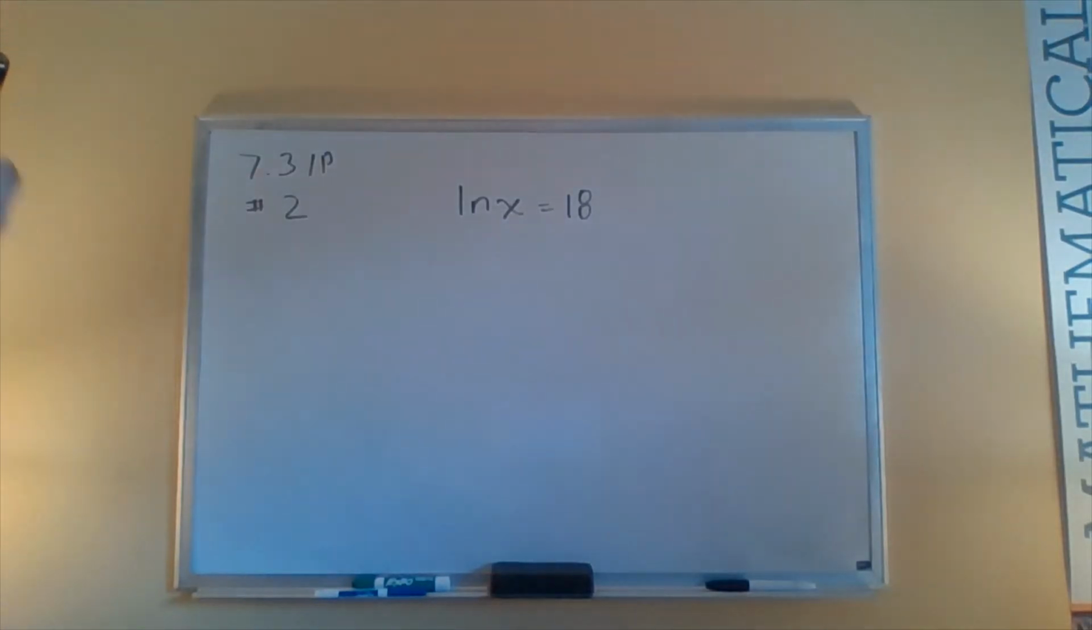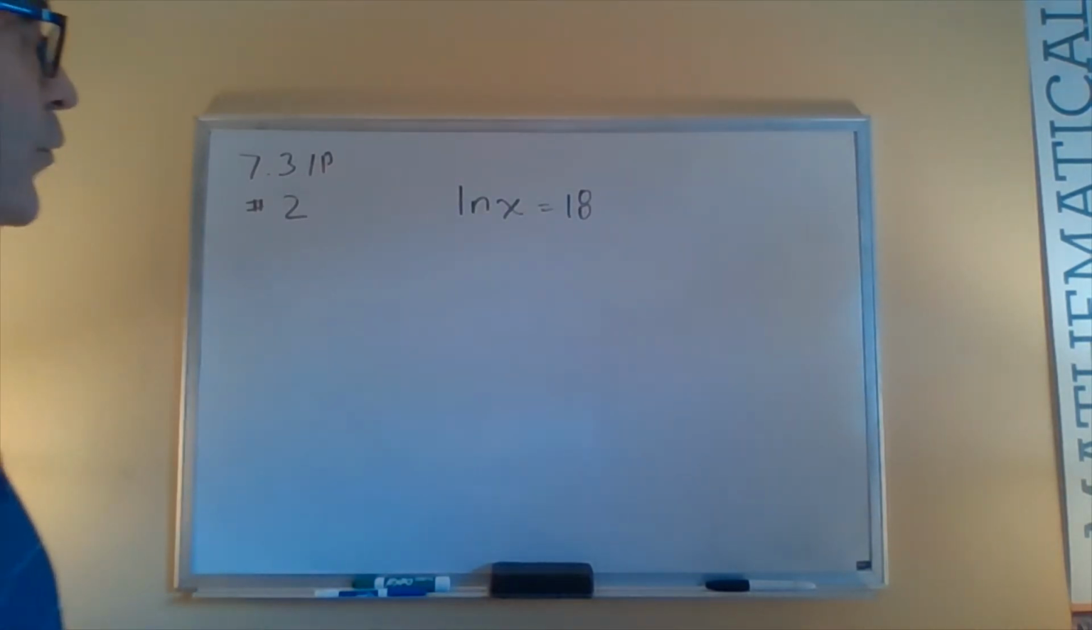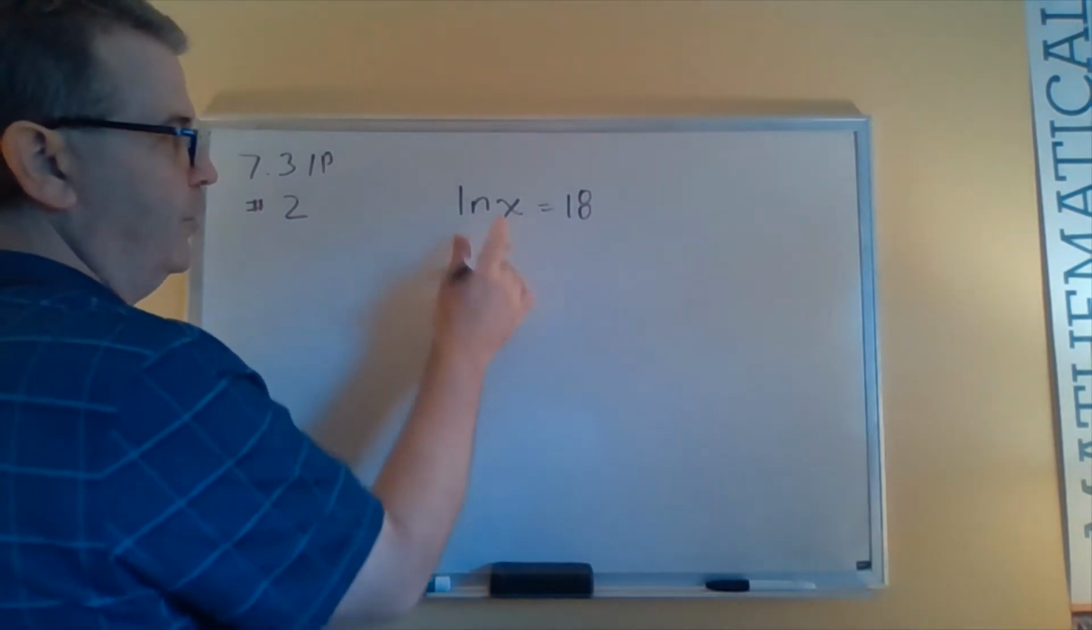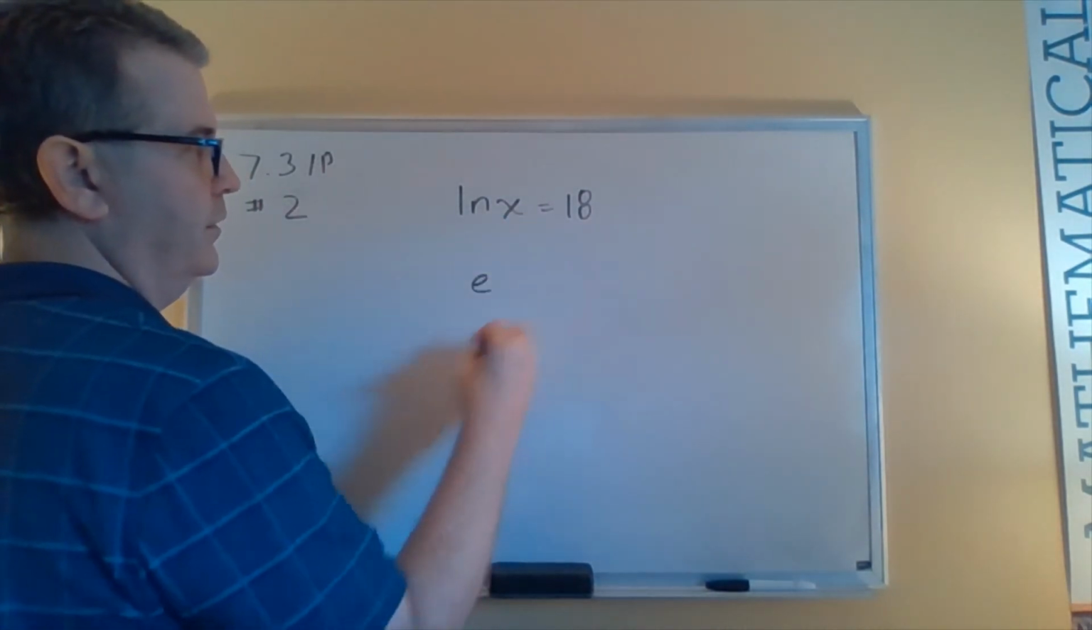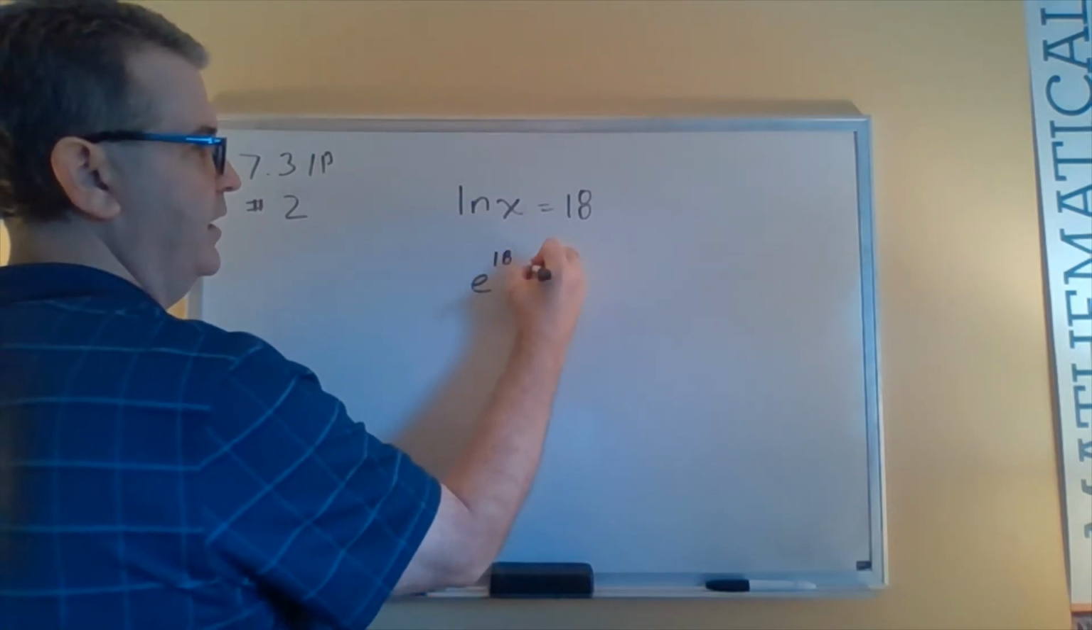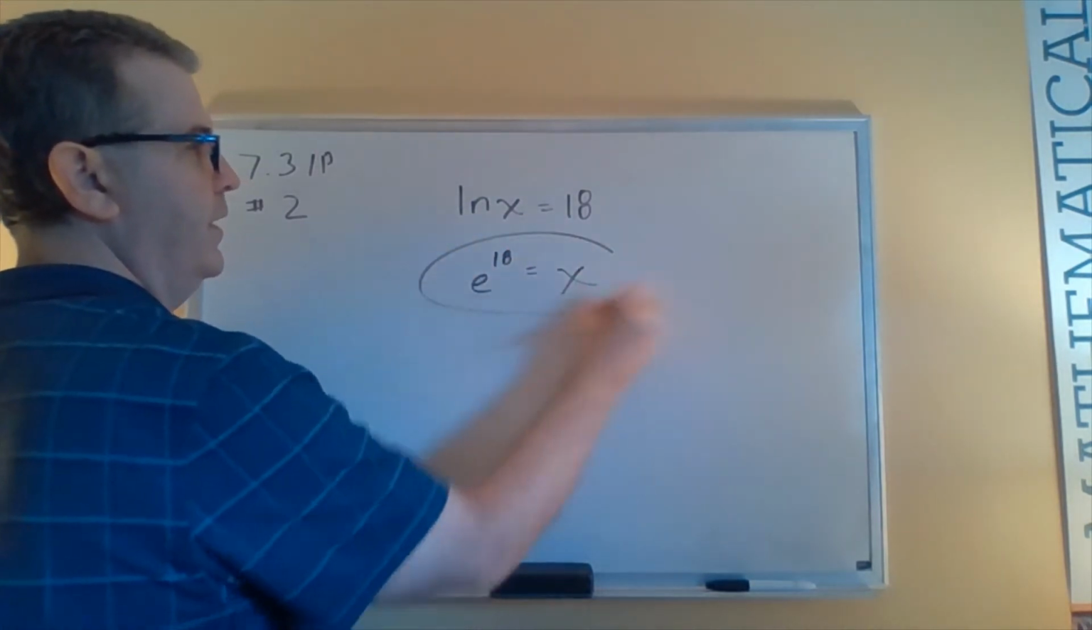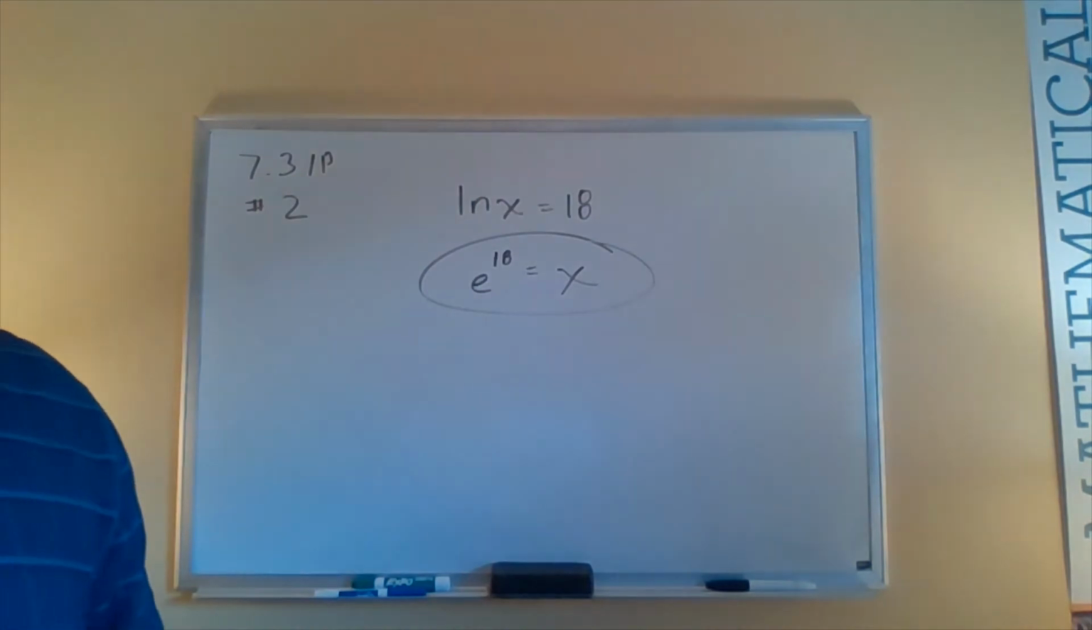Number 2, we were asked to write the natural log of x equals 18 into exponential form. So let's remember the natural log, that's a log base e. So our base will be e. Our exponent is what this equals. So it's e to the 18, and that is going to equal x. So that is our answer to number 2.